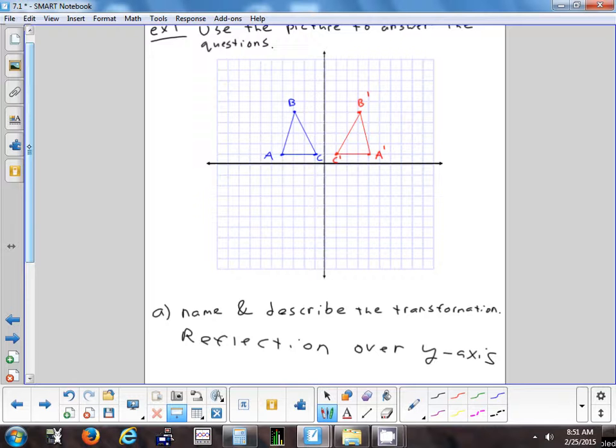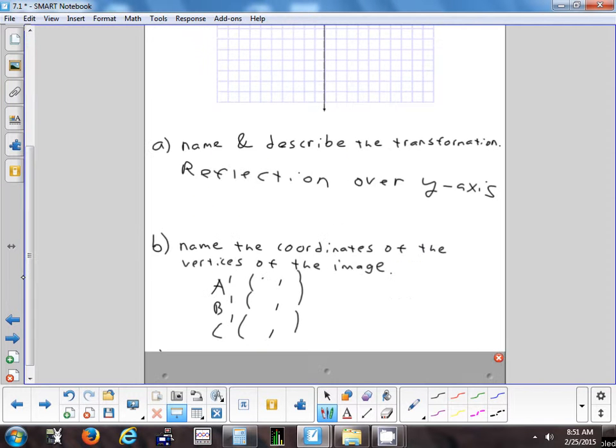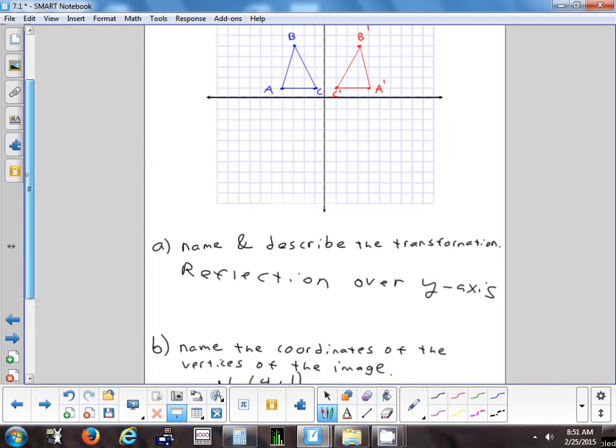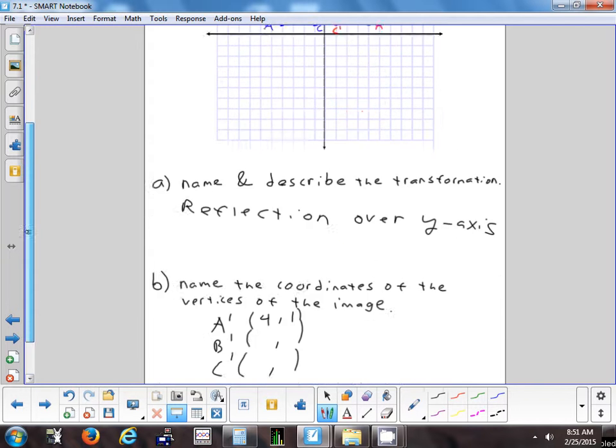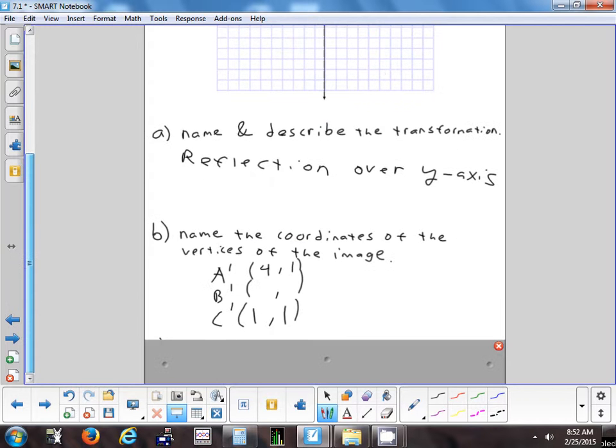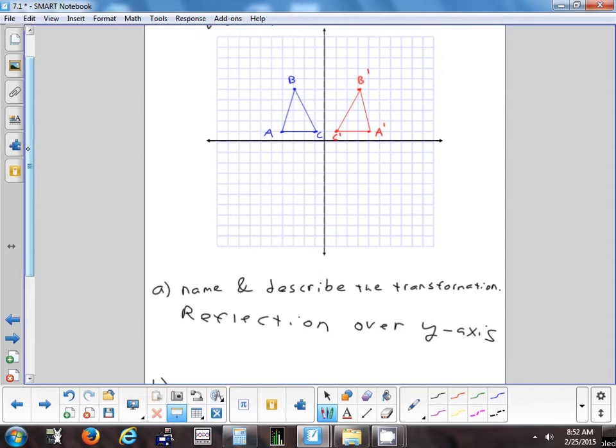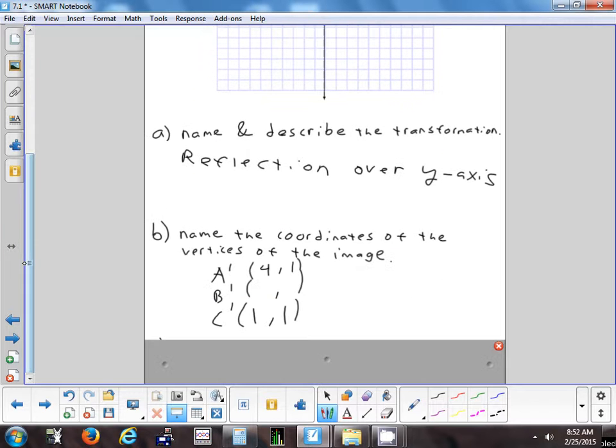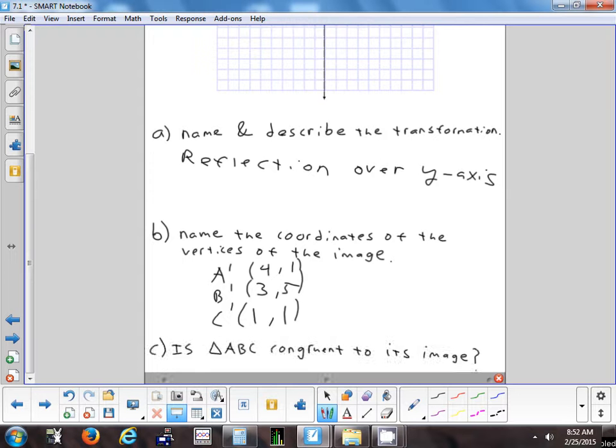Okay, so A prime is, let's see, 4, 1. C prime, that one's easy, that's 1, 1. And B prime, let's see, 1, 2, 3, looks like 3, 5. Okay, so that kind of question is just testing to see, do you know which one is the pre-image, which one is the image?